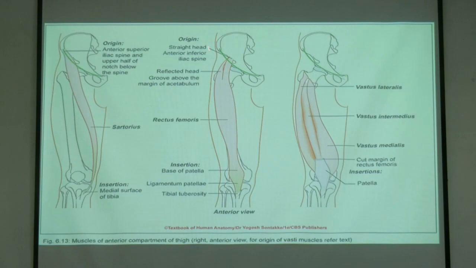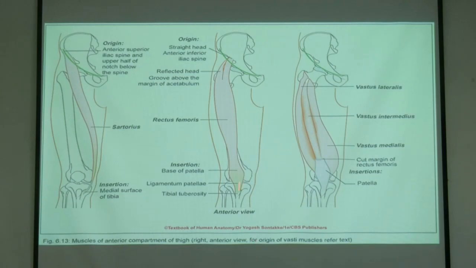Now, origin of rectus femoris. Rectus femoris has two heads of origin, one straight head and one reflected head. Straight head originates from the anterior inferior iliac spine, and reflected head from the groove above the margin of the acetabulum. This is the origin, and insertion is into the base of the patella.